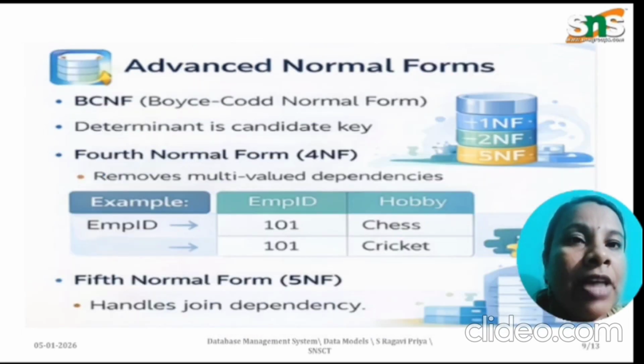Advanced normal forms such as Boyce-Codd normal form: the determinant is a candidate key. Fourth normal form removes multi-valued dependencies. So this is the example. Fifth normal form handles the join dependencies.